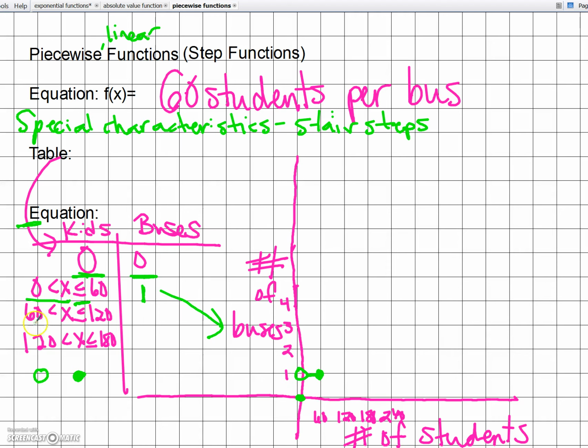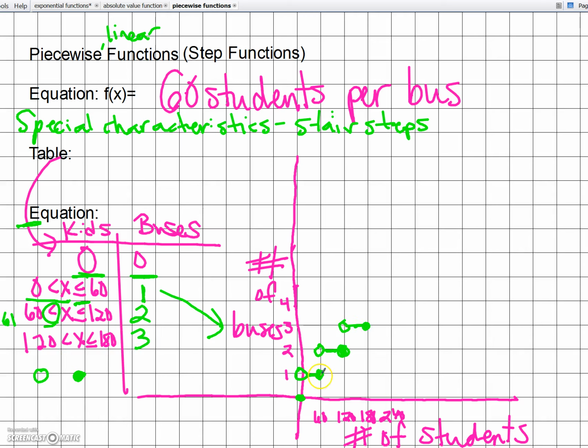I've already drawn it out here. If x is greater than 60, which means you're at 61, and x is less than or equal to 120, we will need 2 buses. So we go up to 2. Remember, this doesn't have an equal to, so it is an open circle. This would be a closed circle connecting it. So you can see how this trend goes. The next interval would need 3 buses, so open circle going over, closed circle.